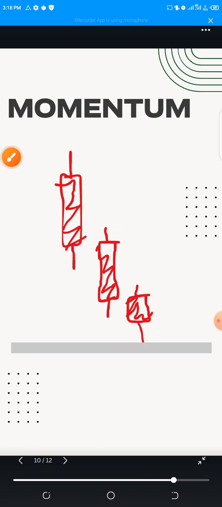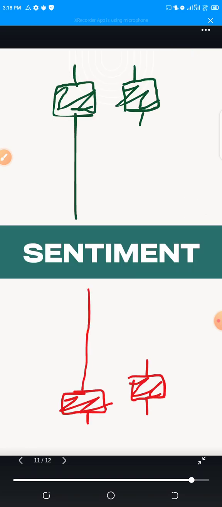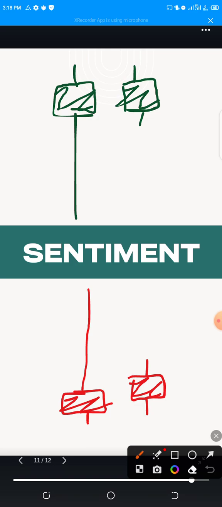So this is basically how to follow the momentum: watch the candlesticks and see how they are formed at a key level. Now there is something called sentiment. The longer the lower wick means that buyers are pushing the price up. I hope you already know this, because definitely you already know this.